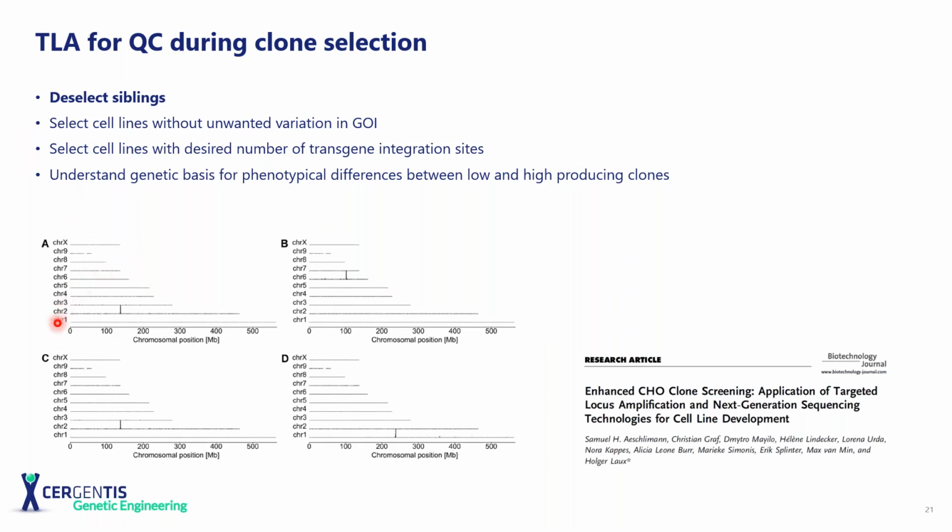So in this case, the genome integration sites for clone A and B are identical, both in chromosome 2, suggesting they are siblings. So one of these clones should not be selected, while the others that show diverse integration sites are ideal to be included in the screens. And this is one example from the literature.